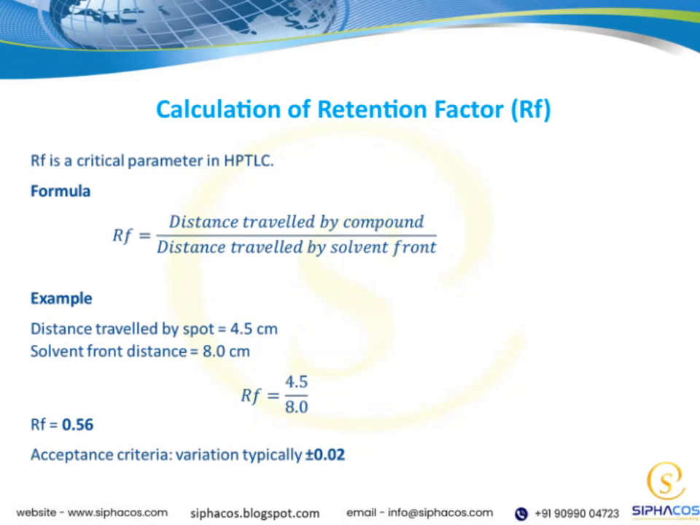Now, let's take a closer look at how we calculate the retention factor, or RF. This is a key concept in chromatography because it helps us identify and compare compounds. The RF value essentially tells us how far a particular compound moves relative to the solvent front during the separation process. To calculate it, we measure the distance traveled by the compound from the baseline and divide it by the distance traveled by the solvent front from the same baseline. It's a simple ratio, but it provides a lot of useful information.